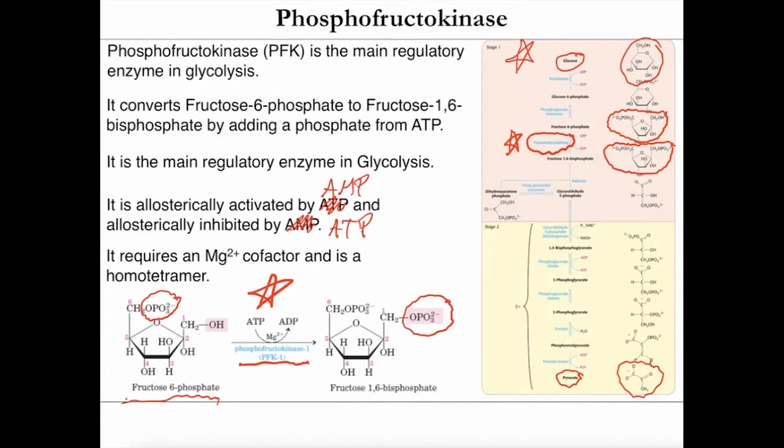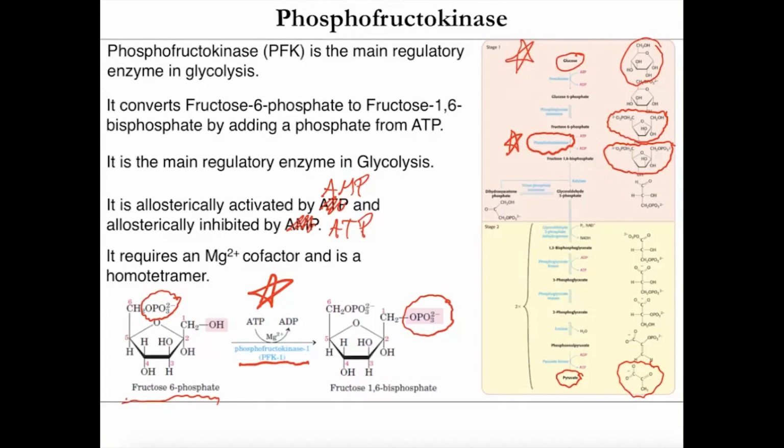When you're breaking down glucose, you're doing that to ultimately produce ATP for the most part. So if there's a lot of ATP already, phosphofructokinase will be shut off. So you won't break down more glucose to make more ATP. If there's a lot of AMP in the cell, that means that you need to convert that into ATP to give energy. So AMP will actually activate phosphofructokinase.